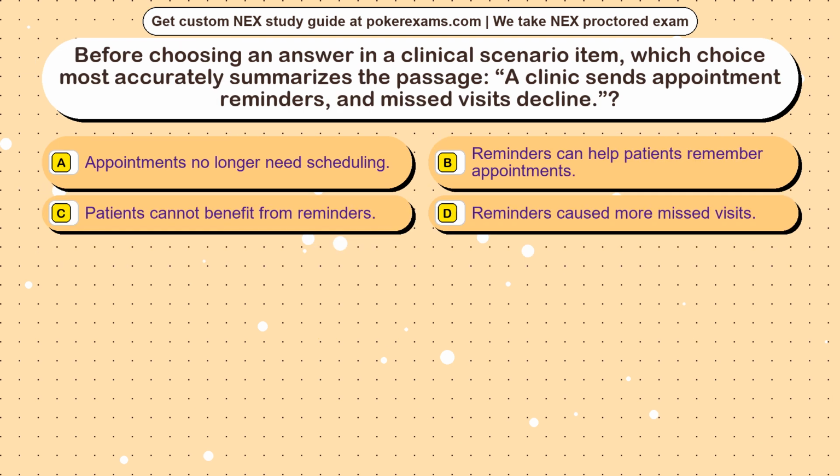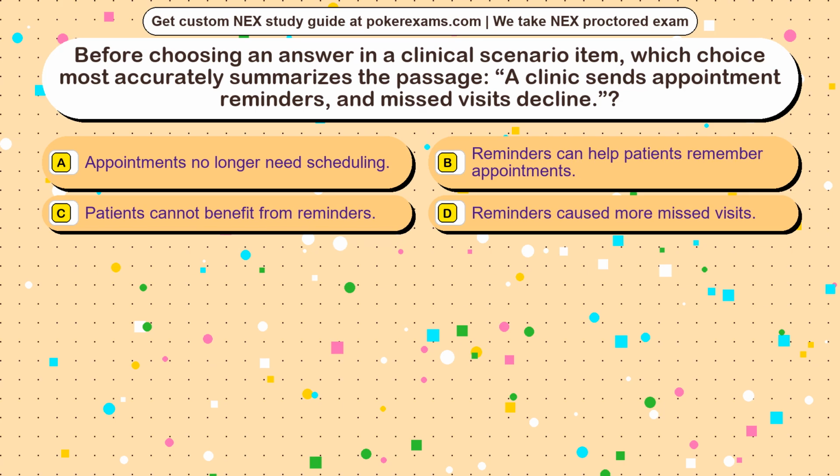Question 9. Before choosing an answer in a clinical scenario item, which choice most accurately summarizes the passage? A clinic sends appointment reminders, and missed visits decline. Option A, appointments no longer need scheduling. Option B, reminders can help patients remember appointments. Option C, patients cannot benefit from reminders. Option D, reminders caused more missed visits.